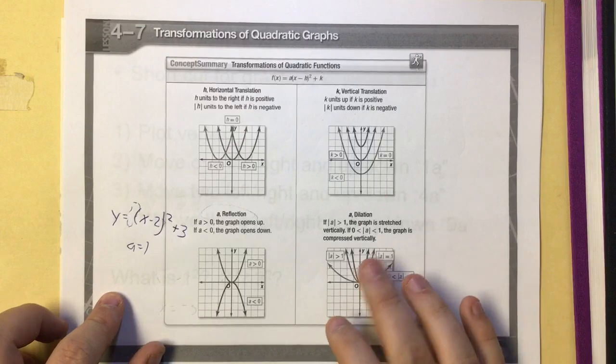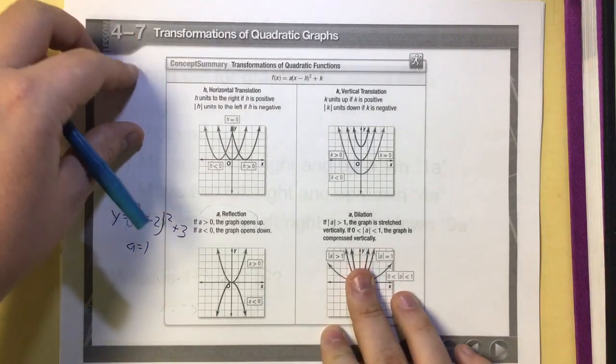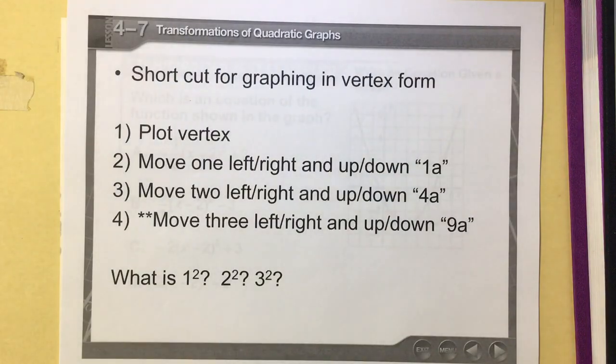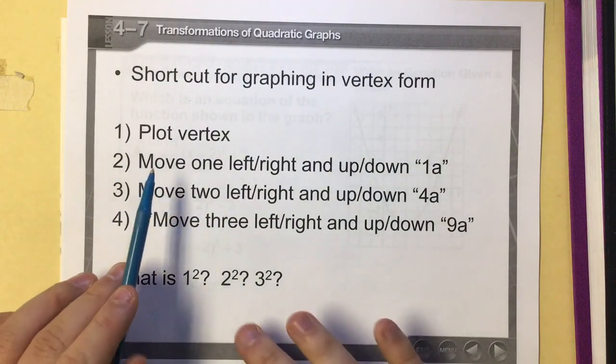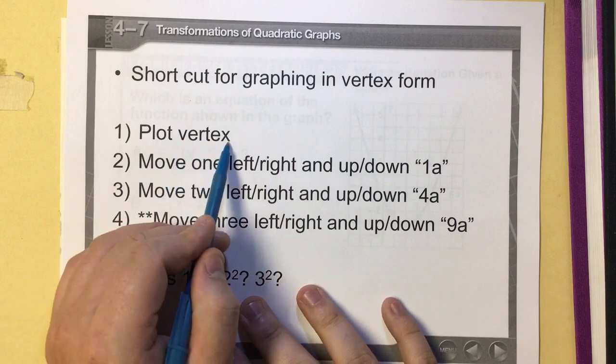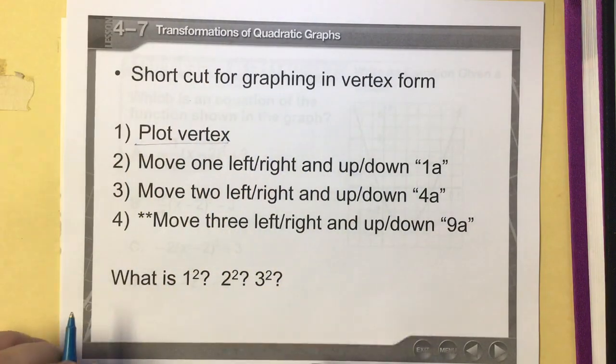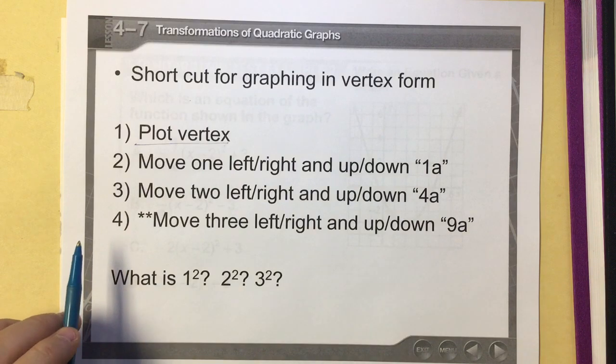We're not going to talk about graphing these in terms of dilation. We're instead going to use this shortcut right here. So a shortcut for graphing in vertex form, the first step is plot the vertex. Draw that ordered pair, make a dot. Done. All right, have an ordered pair, have a dot.